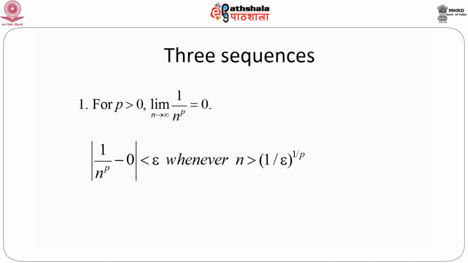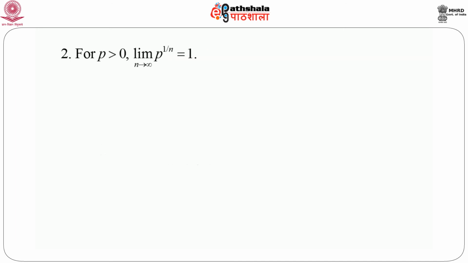The second sequence is very important. We say that limit n goes to infinity p to the power 1 by n equals 1 for p greater than 0. Now let us prove this. First consider p greater than 1.